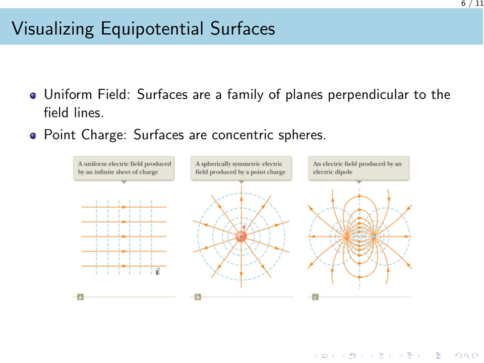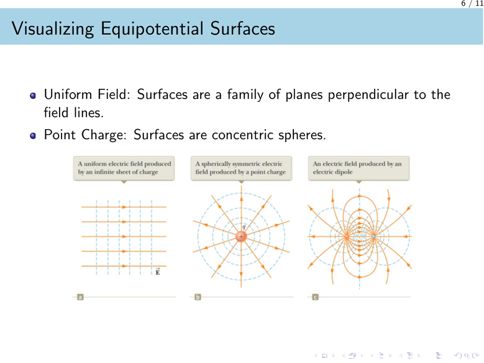In the first image, labeled A, we see a uniform electric field produced by an infinite sheet of charge. Here, the field lines are parallel, and the equipotential surfaces are a family of planes perpendicular to those lines. In image B, we see a point charge, which creates a spherically symmetric electric field. For this setup, the equipotential surfaces form concentric spheres centered on the charge.